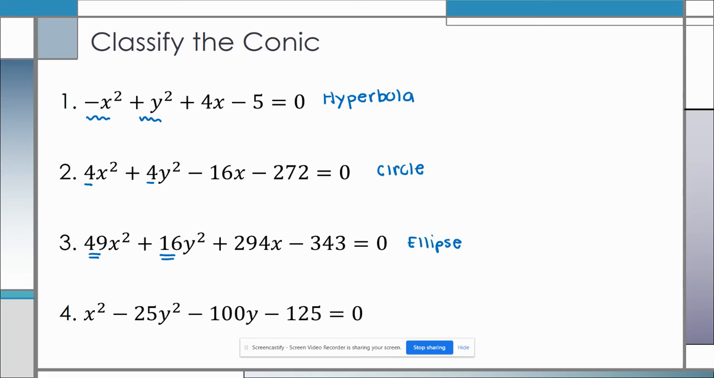So take a second, look at this fourth one, and classify the conic. So hopefully you were thinking, all right, we've got one positive x squared and I have a negative y squared. So when we have opposite signs, we are thinking hyperbola.